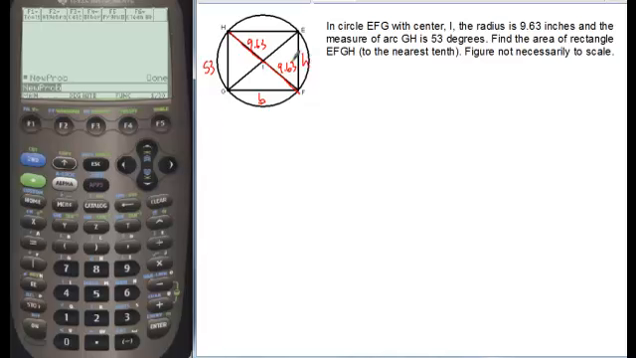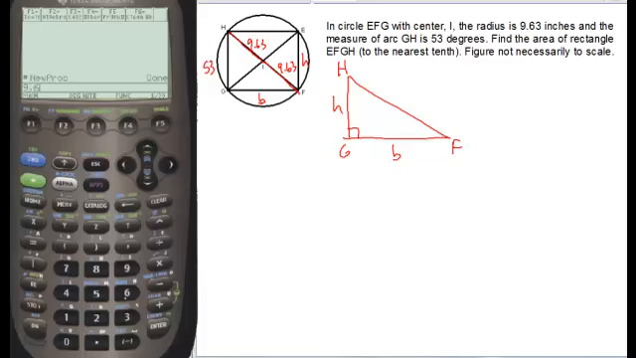So if we took this right triangle that's formed here between G, F, and H, here is our height, here is our base. We know that this whole length right here is 9.63 times 2, so we can double the radius to find the diameter here, 19.26.